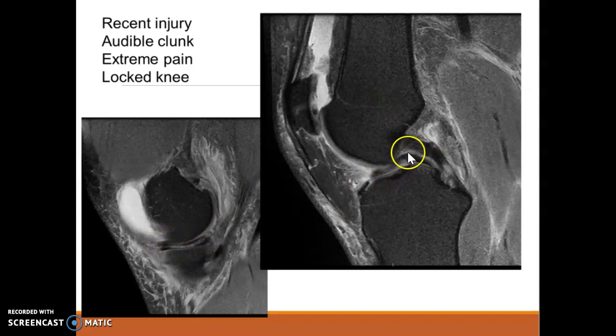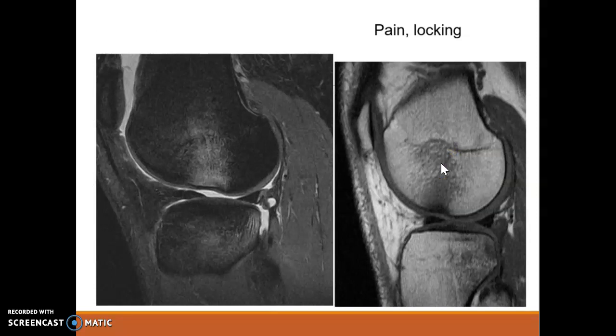And then looking at the PCL here, previously you could map the length of the PCL, but when we're looking here, you can't see as well the insertion here, so it seems to be white. That would indicate that there is a PCL rupture or at least a tear here.